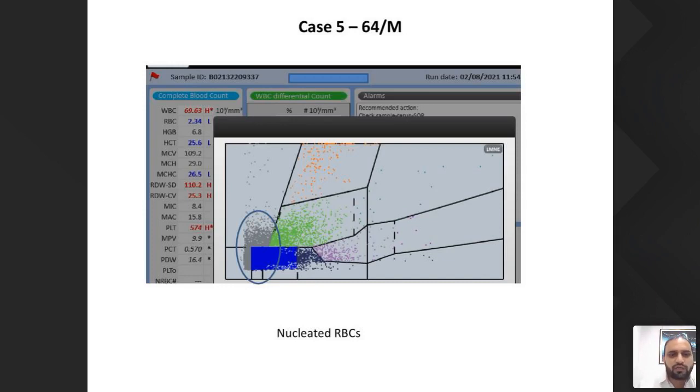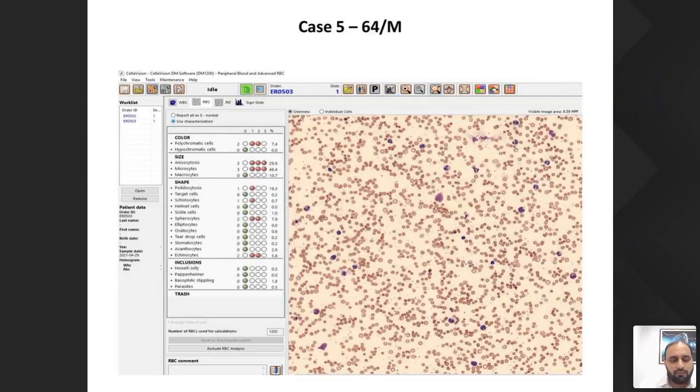So here is the nucleated RBC gate of the scattergram in the Horiba. I know upfront that there are nucleated RBCs in this. As soon as I saw this graph, I knew there were nucleated RBCs in this case, and I put this through a CellaVision. Now here again you can see scattered nucleated RBCs. There is polychromasia almost 7%, so grade 2 polychromasia, grade 2 spherocytes.